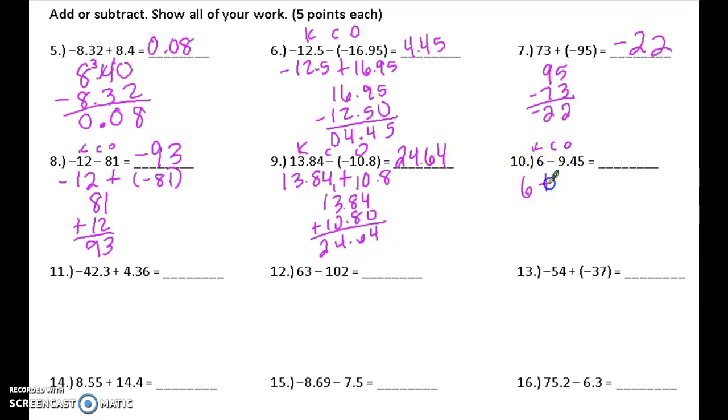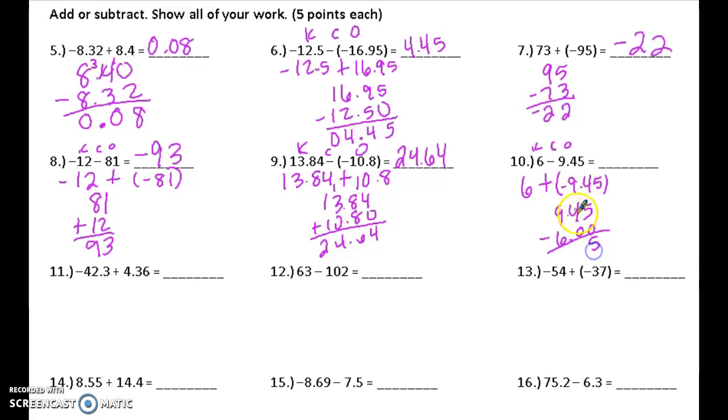Number 10, I'm subtracting, so I need to change it to addition. Keep your first number, change subtraction to addition, take the opposite of the second number. In my new addition problem, my signs are different, so I subtract. Take the number with the highest absolute value and put it on top. Line up your decimal and fill in zeros.